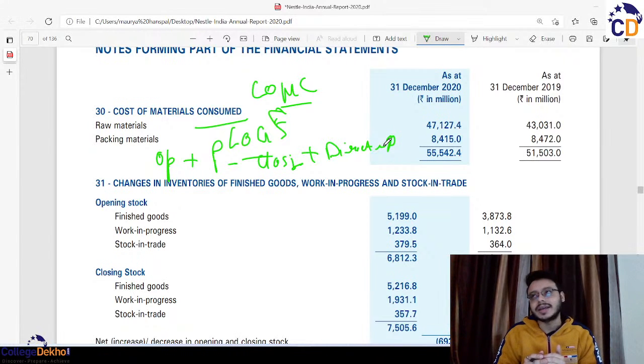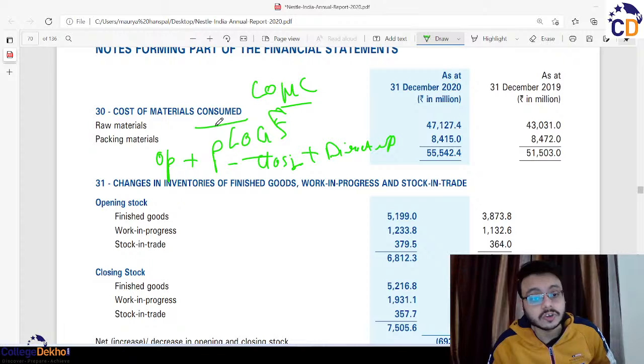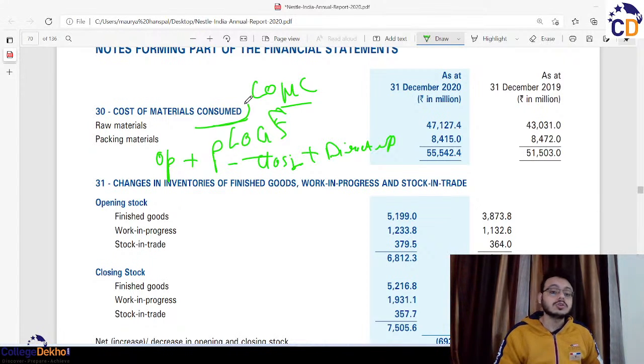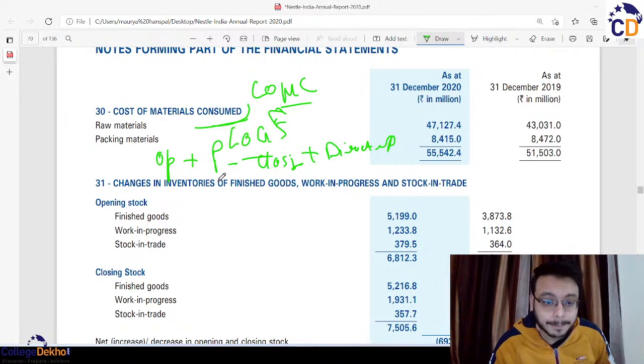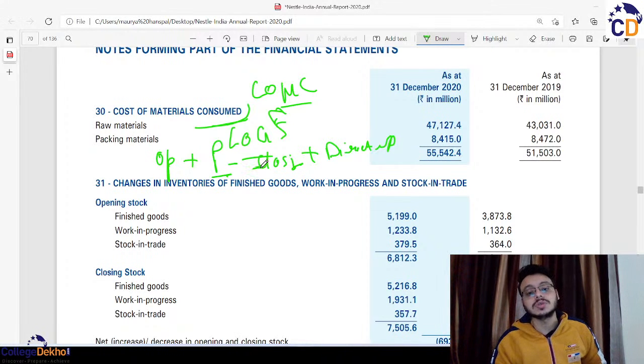Maybe it can be some traveling expenses. It can be the petrol of the van or the truck with which the products are going to the shops or the markets. Driver ka kharcha. Okay, it can be your sales commission. So all these are indirect expenses. But in case of cost of materials consumed, which is also called the cost of goods sold, the formula is your opening stock plus purchases minus your closing stock plus direct expenses.